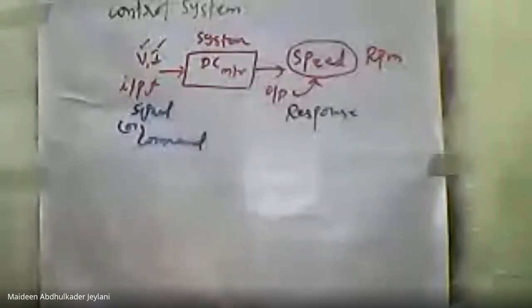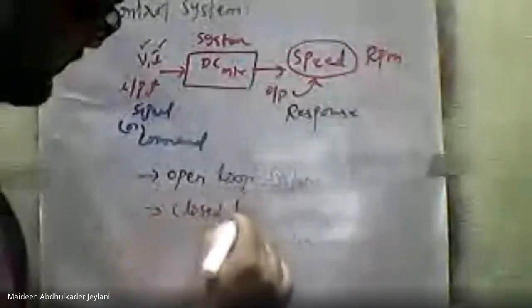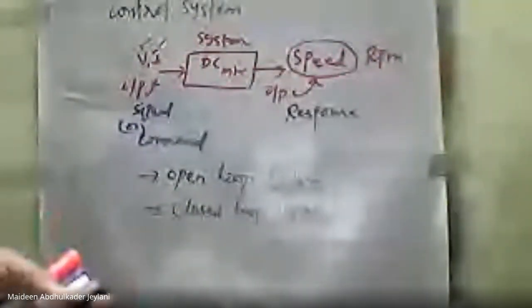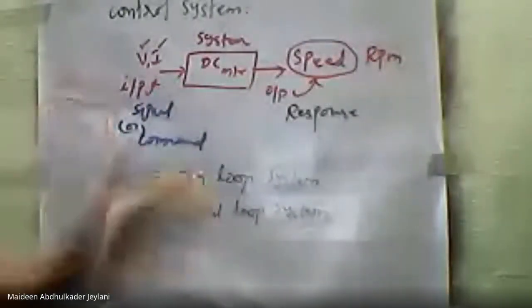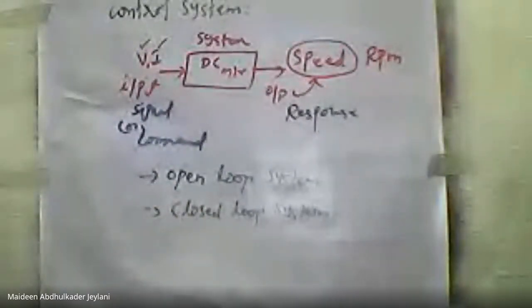Clear? So for controlling any system, you can use two methods. Either an open loop system or a closed loop system. Clear? So you can control your system either by the open loop control method or the closed loop control method. First, let's see what an open loop system or open loop control method is.